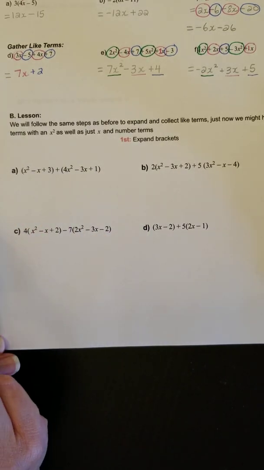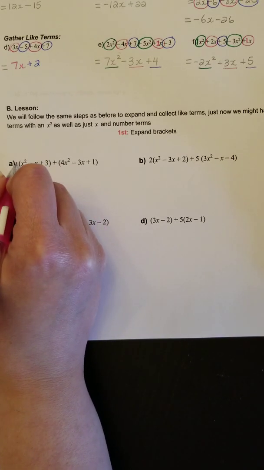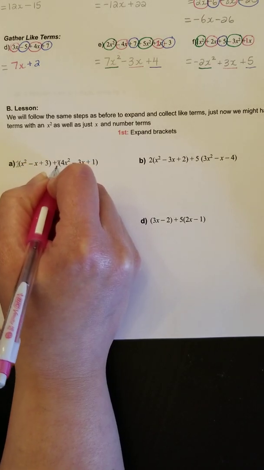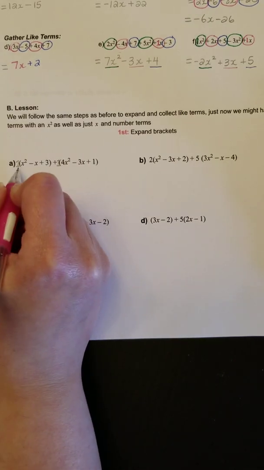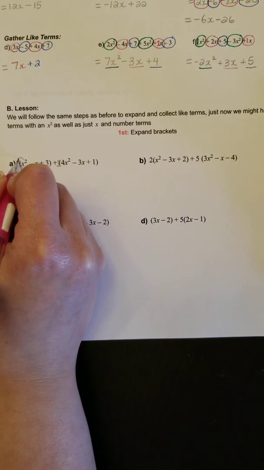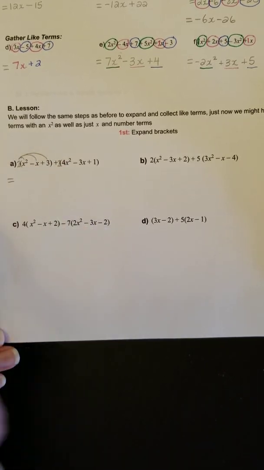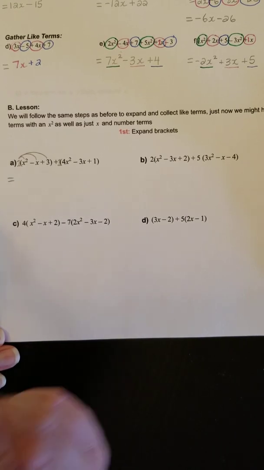And I intentionally did a bunch where there was no number out front because I want you guys to get used to that. If there's no number out front, remember it's always a 1. So there's no number out front of either bracket. We're going to multiply this 1 by each term in the bracket. Multiplying by 1 is one of the easiest things we can do because it doesn't change anything.